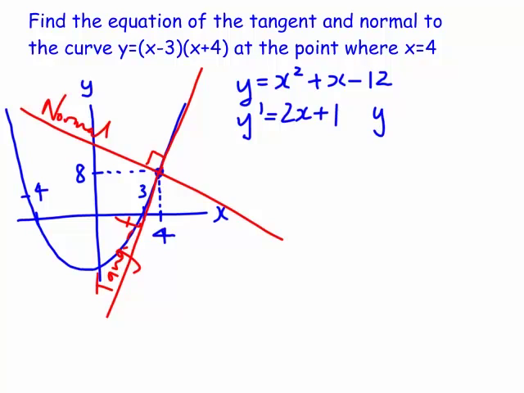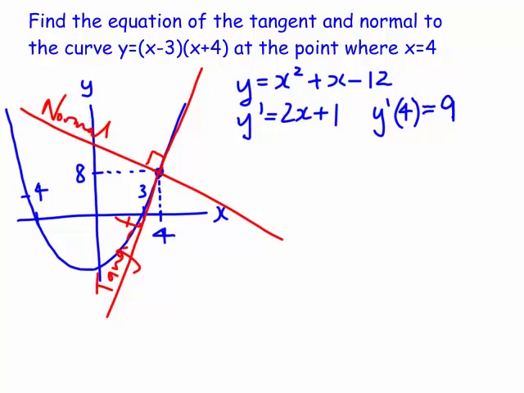So y dash at the value 4 is going to be 2 4s are 8 plus 1, 9. So we know that, in fact, the gradient, if you like, of the tangent at that point is 9, or the slope of the curve at that point when x is 4 is in fact 9. Now, so we know that that's the m value for the tangent.